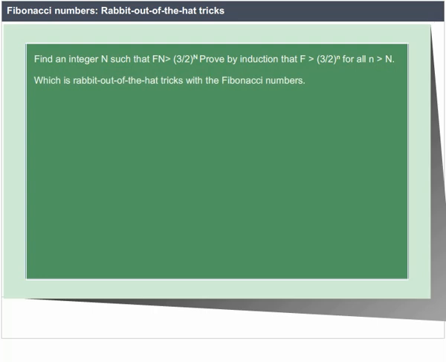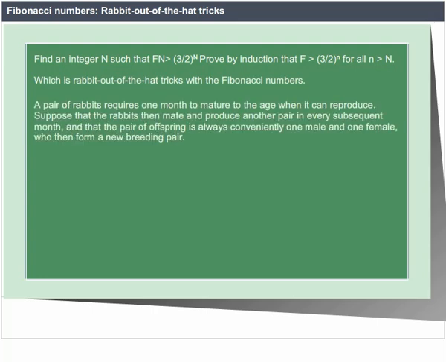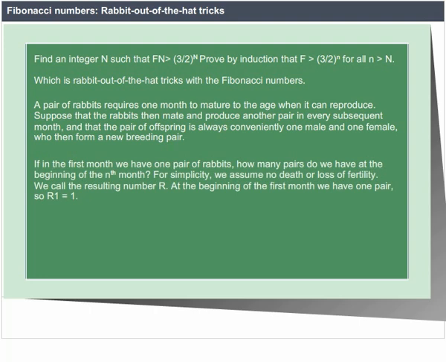A pair of rabbits requires 1 month to mature to the age when it can reproduce. Suppose that the rabbits then mate and produce another pair in every subsequent month, and that the pair of offspring is always conveniently one male and one female, who then form a new breeding pair. If in the first month we have one pair of rabbits, how many pairs do we have at the beginning of the nth month? For simplicity, we assume no deaths or laws of fertility. We call the resulting number R.